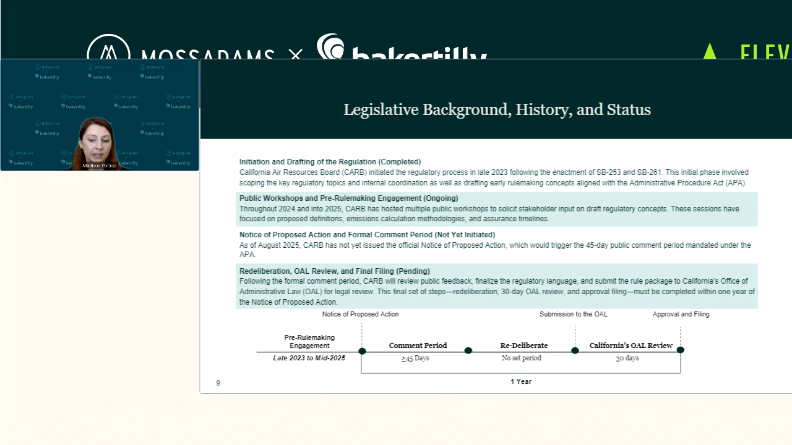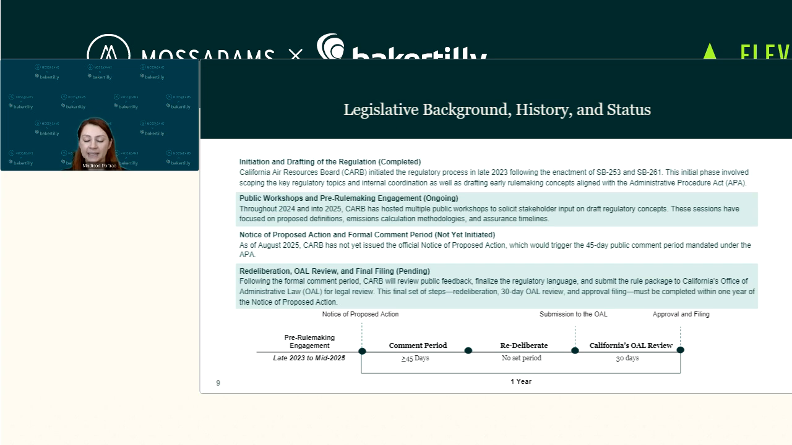So throughout 2024 and now continuing into 2025, CARB, as many of you know, has held public workshops to gather stakeholder input. These discussions have really focused on things like definitions, emission calculation methodologies, and the structure and timing of assurance and reporting requirements. So as of August, last month, CARB has not yet issued the official notice of proposed action, which means the formal 45-day public comment period has not yet started. That step is required by the APA and will mark the next official milestone in the rulemaking process.